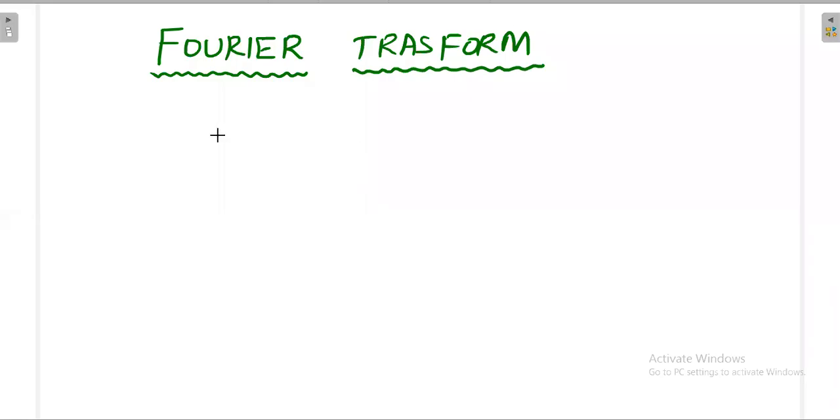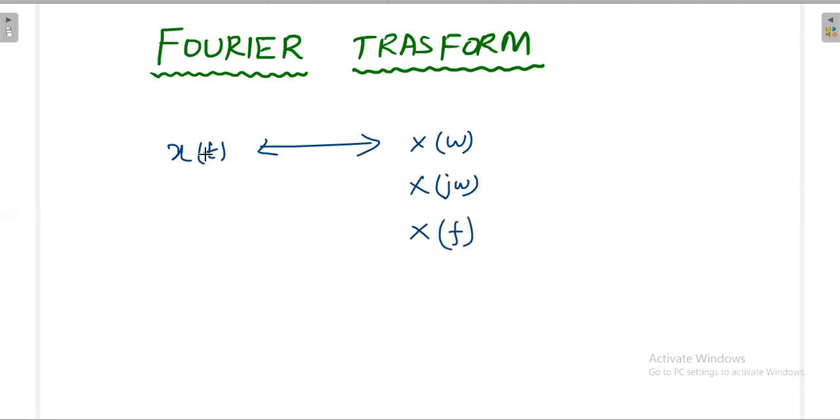In this class, we'll discuss the Fourier transform. Fourier transform essentially converts the time domain signal into a frequency domain signal. Suppose you have a time domain signal x of t, then what is its equivalent representation in the frequency domain? We may write it in terms of x of omega or x of j omega, or sometimes x of f. For a given signal, x of t is the mathematical representation. Then the frequency content of the signal is represented in terms of x of omega.